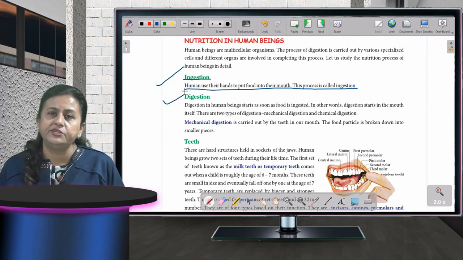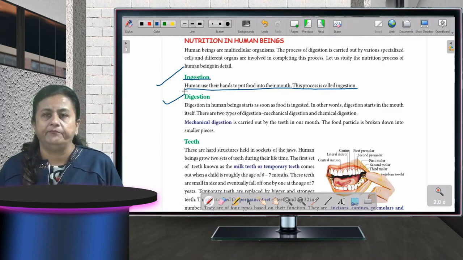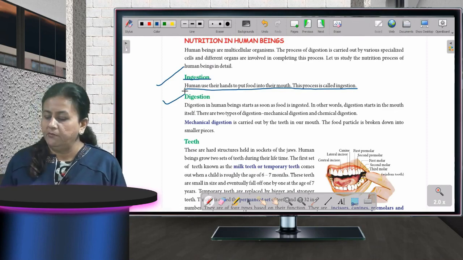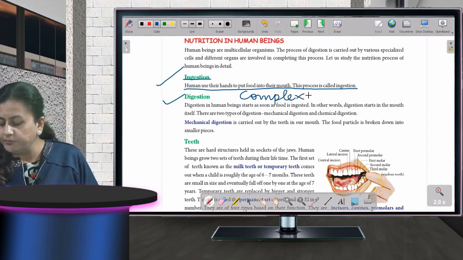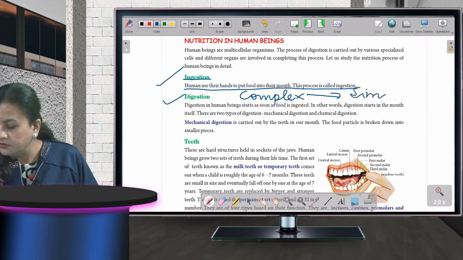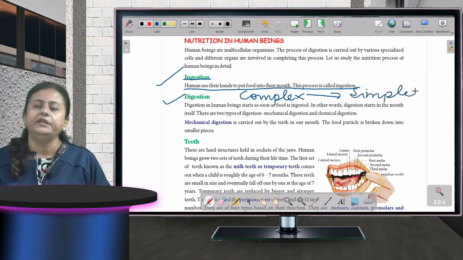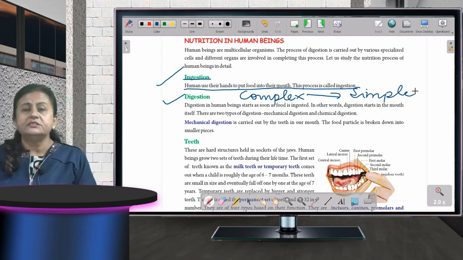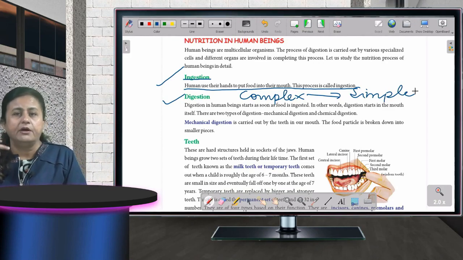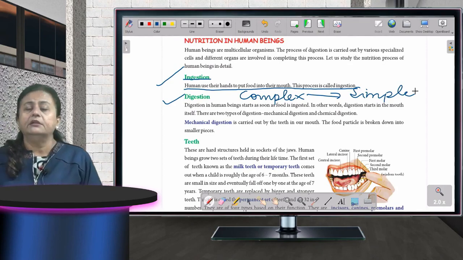Now comes the second most important part, that is digestion. Whatever we have eaten cannot be consumed by the body in the same way. It has to be broken down, because the food which we are eating is in complex form. It has to be broken into simple form so that the body can absorb it and use it. Once the food enters our mouth, two things are going on simultaneously: one is mechanical digestion and the second is chemical digestion.